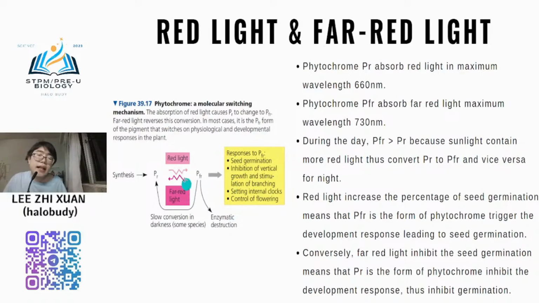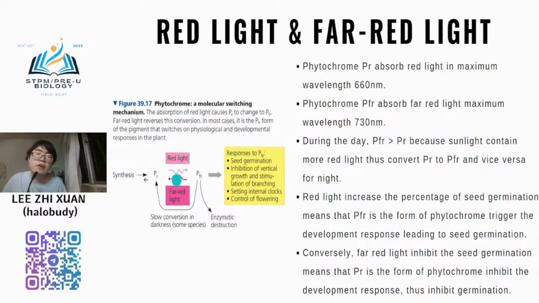During the night, PR is higher than PFR. Why? Because during the night, red light is limited. No red light at all. No sunlight already, so no sunlight equals no red light. So there is only far red light during the night. So during the night, the PFR will be converted into PR by the far red light.